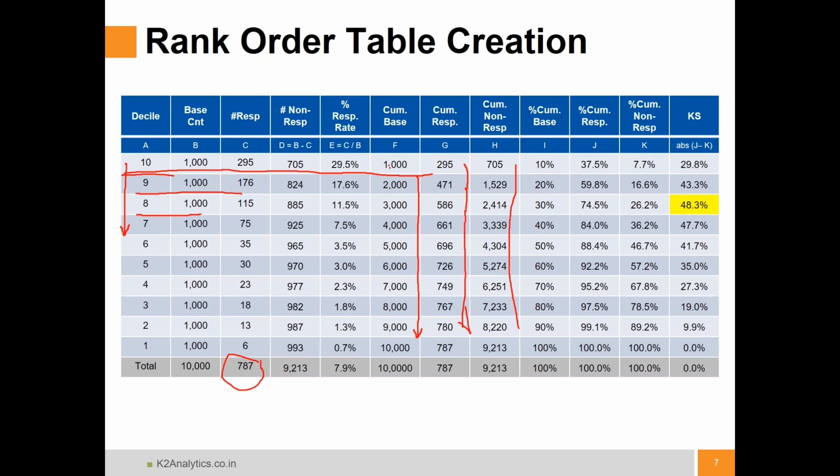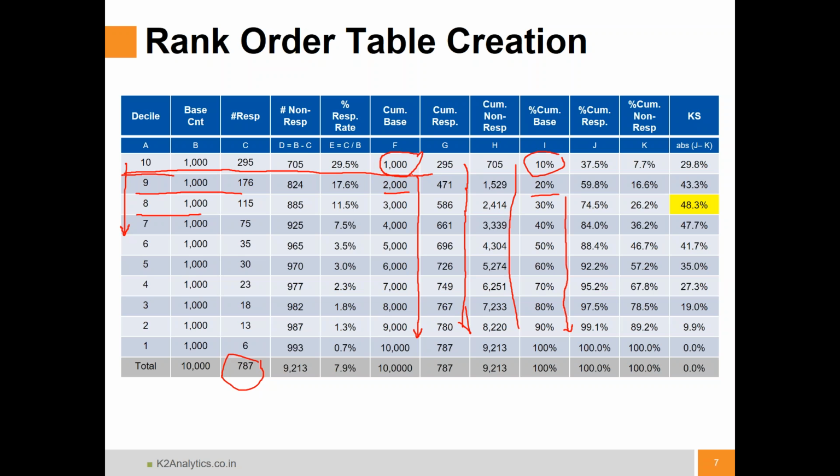Can I convert this number? If I target only these many, what percentage of the total customers am I targeting? Only 1 by 10 percentage. So I am only targeting 10 percentage of the customers. If I stop at this level, what percentage of customers am I targeting? 20. So I can do cumulative percentage of customers targeted.